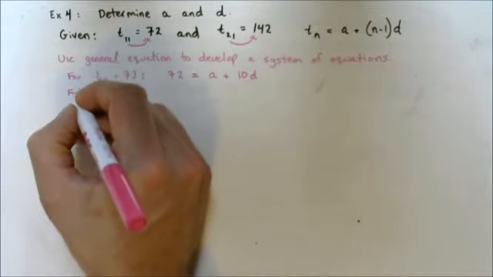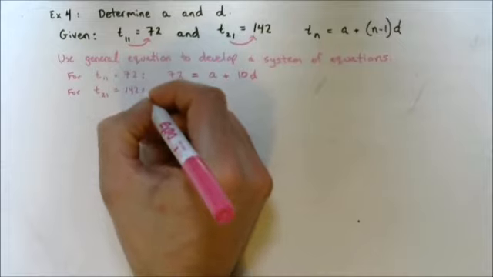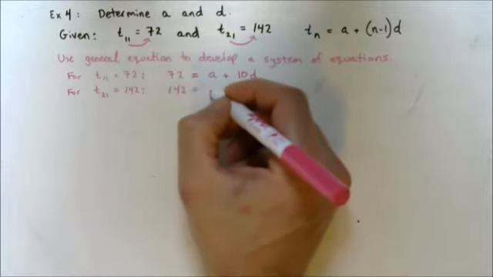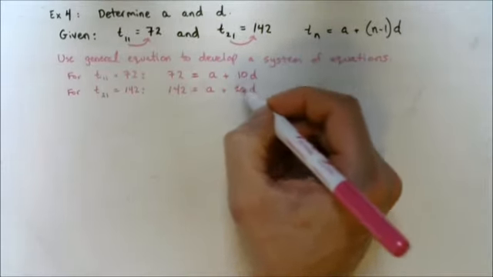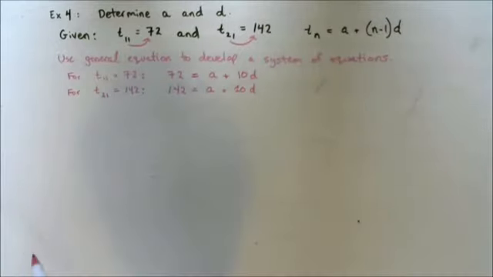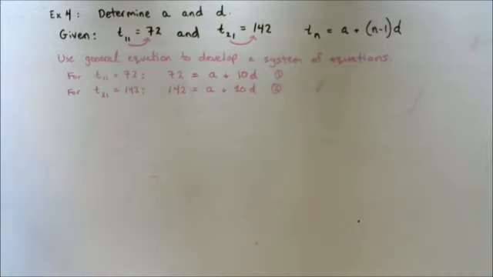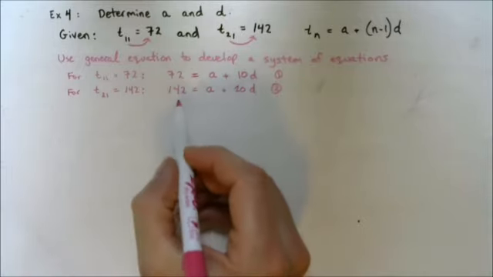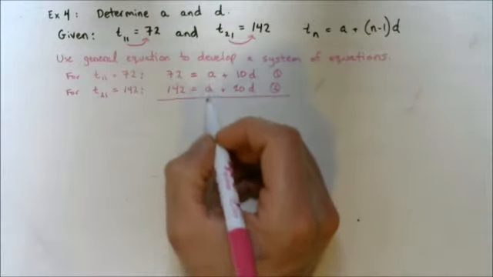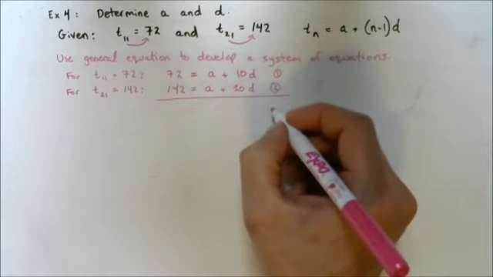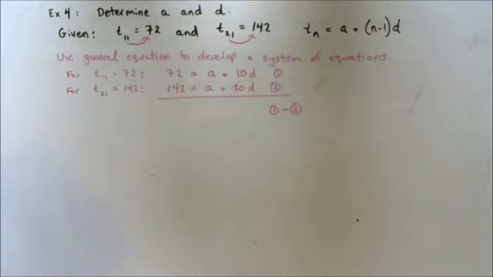Okay. Our second equation for this system comes from the 21st term. And it is 142 equals a plus, well, 21 minus 1 is 20, 20d. Now we have 2 equations, 2 variables. I'm going to go ahead and number my equations. And I'm going to use either substitution or elimination. I'm going to use elimination here. And I notice I can eliminate my a term if I take equation 1 and subtract equation 2. All right, so let's do that to all the terms.